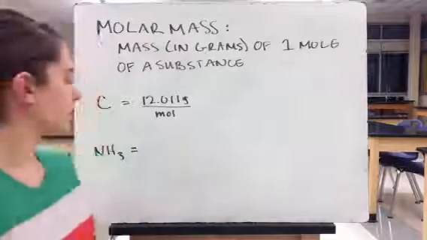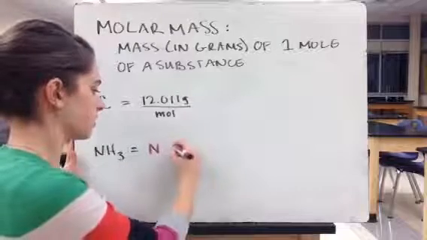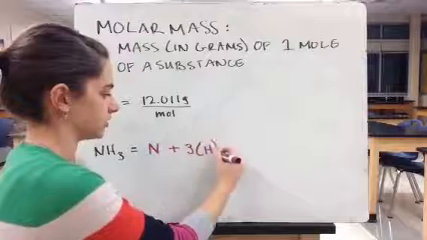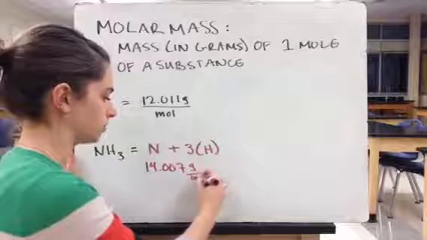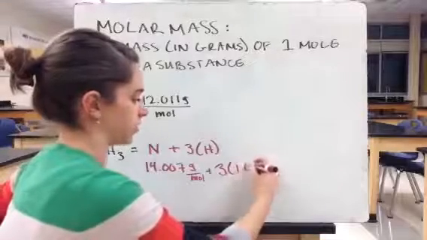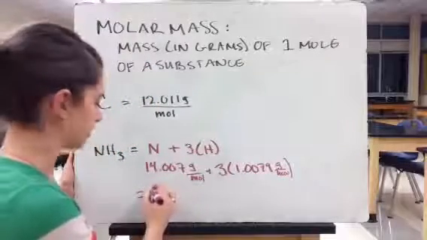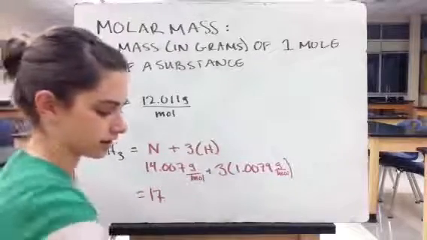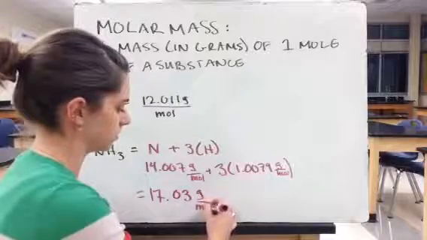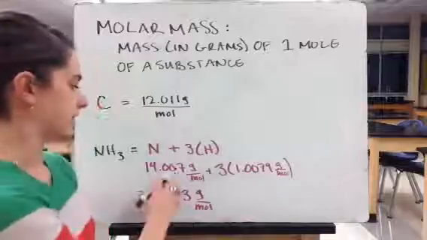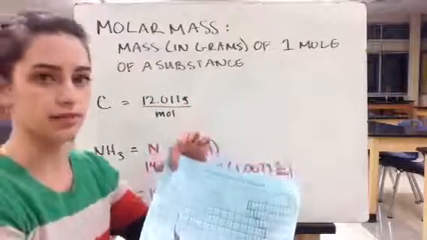If we wanted to find the molar mass of ammonia, NH3, we'd have to find the molar mass of nitrogen, plus 3 hydrogens. So nitrogen we get from the periodic table is 14.007 grams per mole. And then we have 3 hydrogens, and hydrogen is 1.0079 grams per mole. You add those all up, and you get exactly 17.03 grams per mole. That would be the molar mass of ammonia. I got these two numbers right off the periodic table: nitrogen, 14.007, and hydrogen, 1.0079.